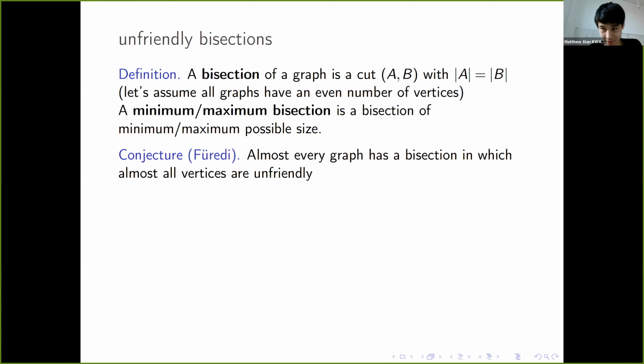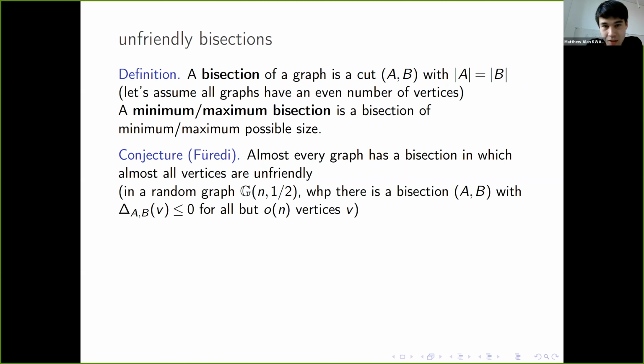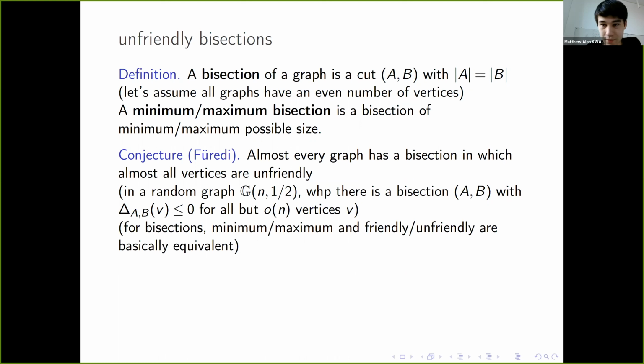So obviously the formal way you would like to say this is as a conjecture about random graphs. What Füredi conjectured is that in a random graph G(n,1/2), where you flip a coin to decide, for each edge, whether to put that edge there, or equivalently just a uniformly random n-vertex graph, with high probability there is a bisection where all but o(n) vertices are unfriendly. So all but a vanishingly small proportion of vertices are unfriendly. He actually asked the friendly version of this problem, but friendly and unfriendly are basically equivalent here if you consider the complement of the graph. It's just a little bit more convenient to talk about unfriendly bisections.